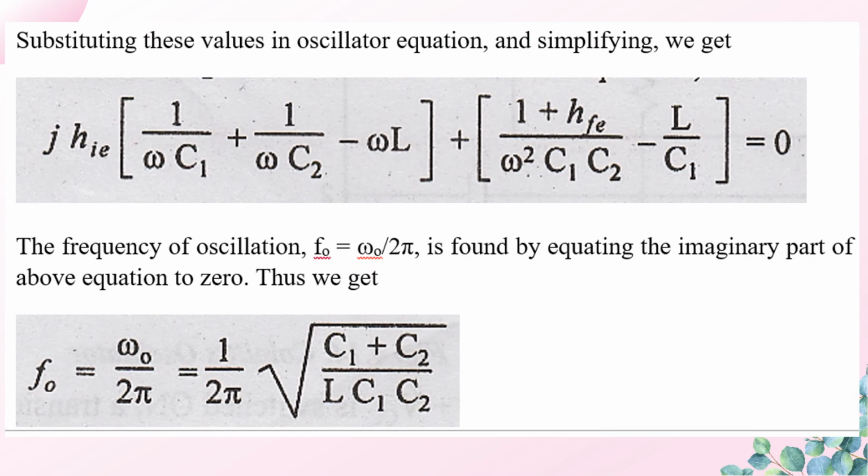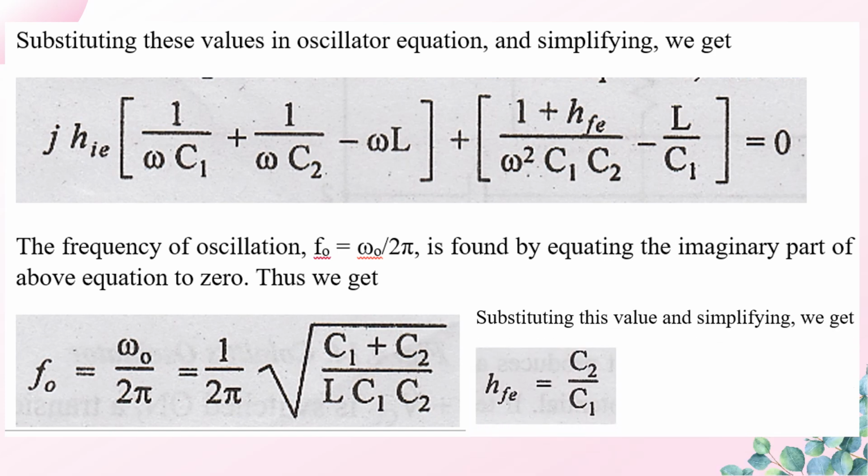Now substituting these values in the oscillator equation and equating it to 0, we get the frequency of oscillation f0 equal to omega naught by 2 pi, which is equal to 1 by 2 pi into omega naught, which is actually the root of (C1 plus C2) by C1 C2 into L. From this equation we can substitute C2 by C1 equal to hFE.